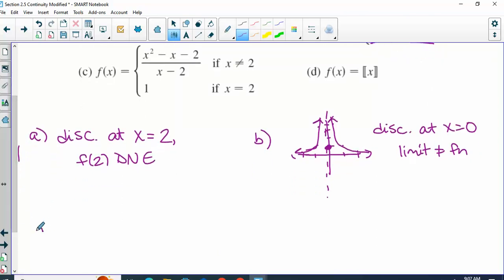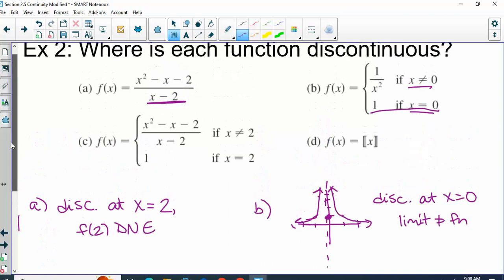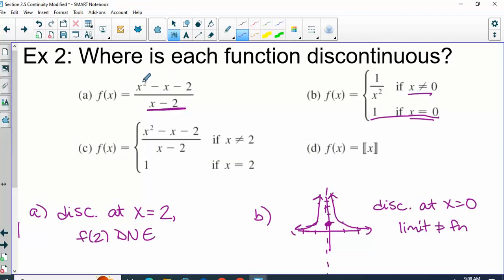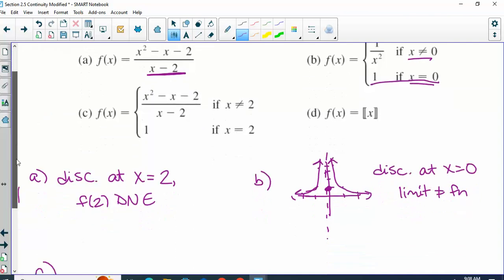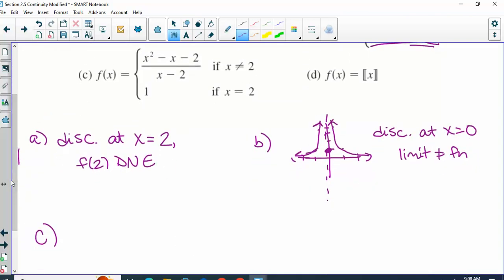Okay, C. This is kind of a combination. You know, it's the same fraction as I had in A, but what did I do? Yeah, I have a second piece defined. Alright, so let's see what this looks like. If you graph this fraction, x squared minus x minus 2 over x minus 2.